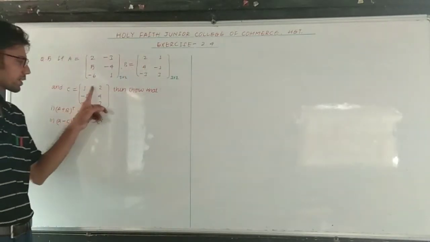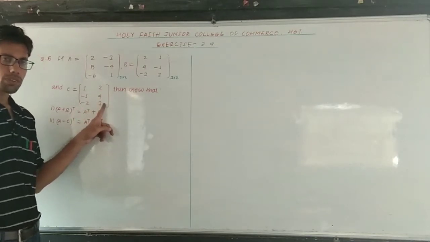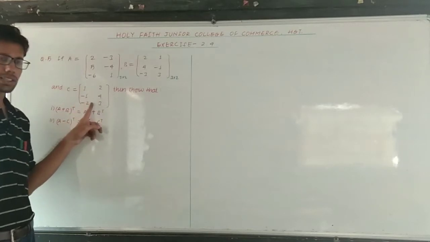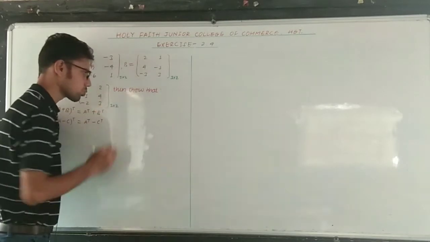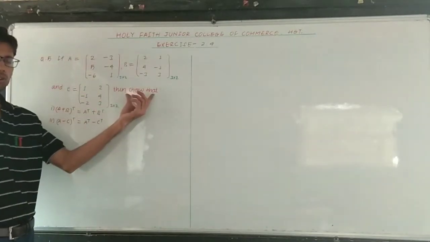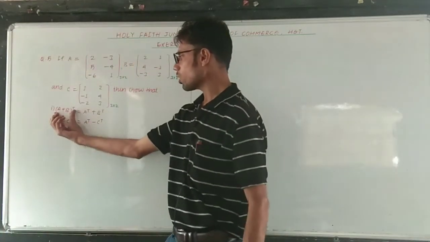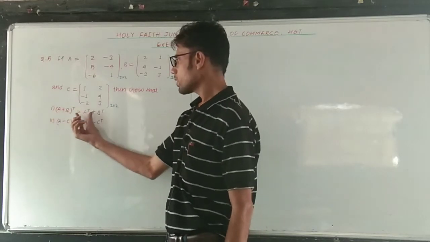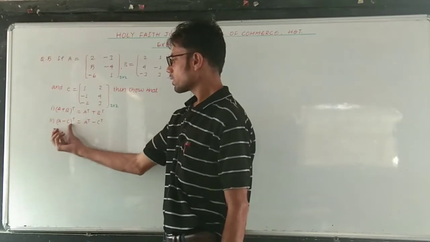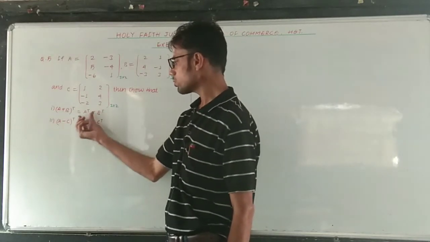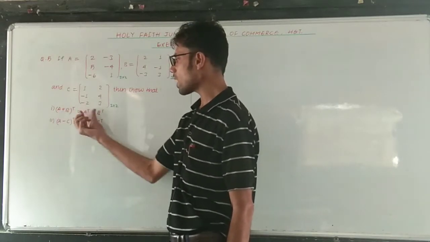And capital C is equal to 1, 2, minus 1, 4, minus 2, 3. How many rows are there? It contains 3 rows and 2 columns. Its order is 3 by 2. Then we have to show the two parts. First part: transpose of (A plus B) is equal to transpose of A plus transpose of B. And second part: transpose of (A minus C) is equal to transpose of A minus transpose of C. We have to prove LHS is equal to RHS.